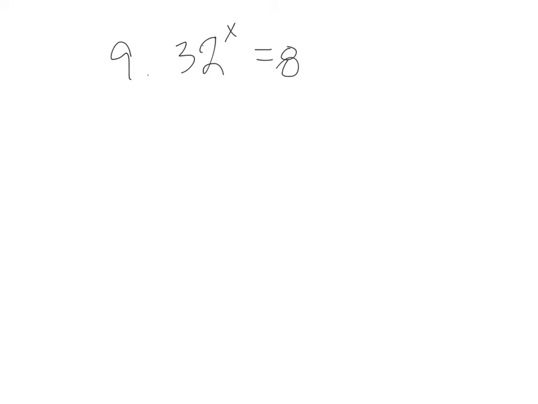However, the first two methods of first looking for the one-to-one property, and then secondly, if we cannot get the same bases to set the exponents equal, then we're going to natural log both sides. So that's what we're going to try here.